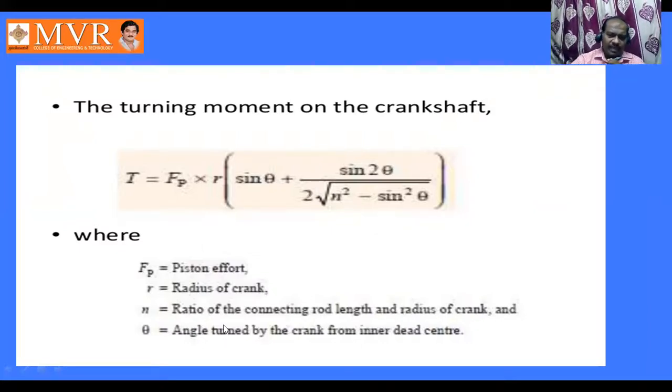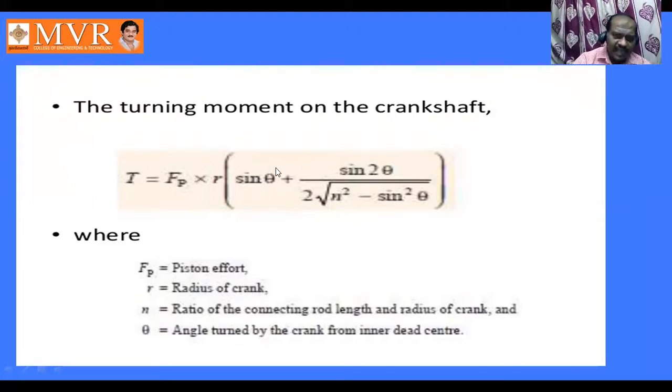If the connecting rod length is 20 by 15, we get one value, that is 1.2. So the n value is 1.2, imagine, and theta you take as 0 degrees, so sine 2 theta is 0 and sine square theta is 0. At 0 degrees it is a minimum. Then the value we obtain is 0 into Fp into R, so automatically the torque is 0 at 180 degrees and 360 degrees.